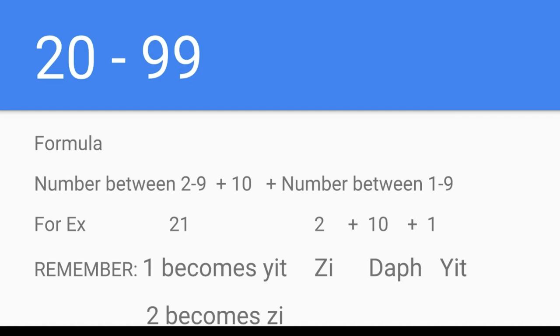Okay, let's get to 20 to 99. So the formula is the number between 2 to 9, plus 10, the tap sound, plus a number between 1 through 9. And remember, 1 becomes it and 2 becomes z. For example, 21. So it's 2 plus 10 plus 1, right? So 2 is z, 10 is tap, and 1 is it. So that'll be z tap it for 21.